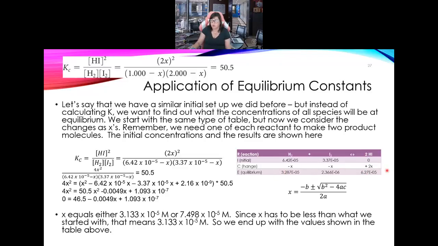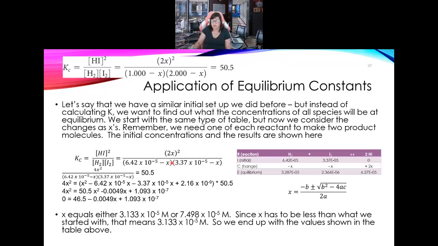That's what I want to solve for, is what's in here. I do that by setting this up in the K expression. So Kc is equal to HI squared over H2 times I2. I know that HI is going to be 2x, and I'm going to have to square that. And then the H2 is going to be 6.42 times 10 to the minus 5th minus x, times 3.37 times 10 to the negative 5th minus x. So this is the expression that I have when I plug everything in.